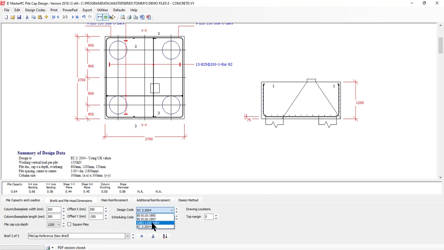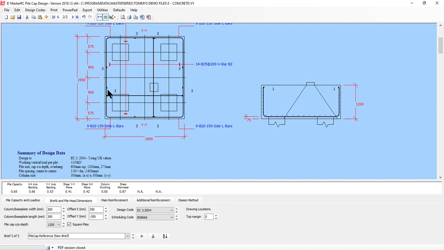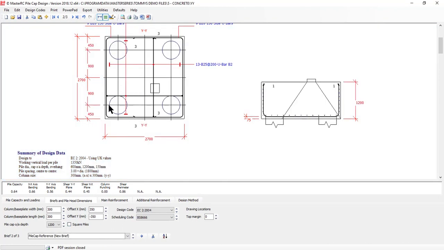EC2, SABS, and the BS. So obviously the old-fashioned BS or the more up-to-date EC. We can also do square piles, so that if we have piles that are square, it'll allow a bit more on the edges to ensure that if the piles aren't set square, that they don't suddenly stick out. So it creates a circumscribed circle around the pile cap rather than inscribed. As you can see, so we get the same arrangement.